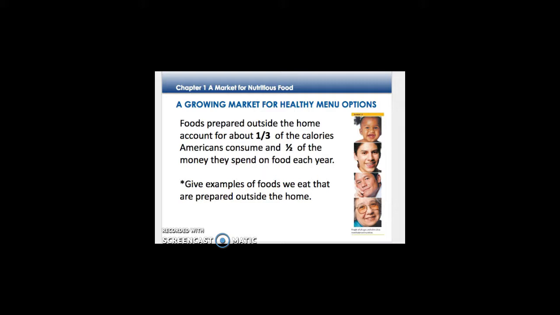So I want you to think about some of the foods that we eat that are prepared outside of the home. Just waking up today, if you had breakfast in the cafeteria, that was prepared outside the home. If you're going to have lunch, that is prepared outside of home. If you go to the co-op and get a bag of chips, it was definitely prepared outside of the home because you didn't make chips at home. But you can see how we rely on food outside of the home on a daily basis.